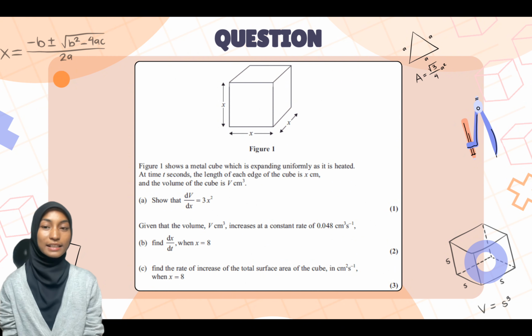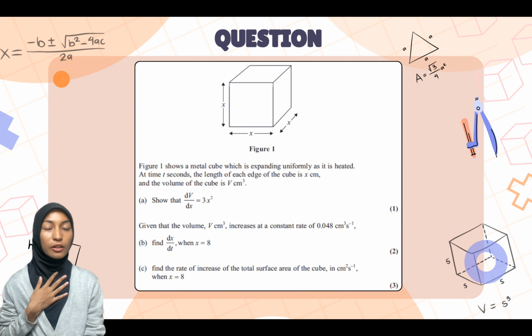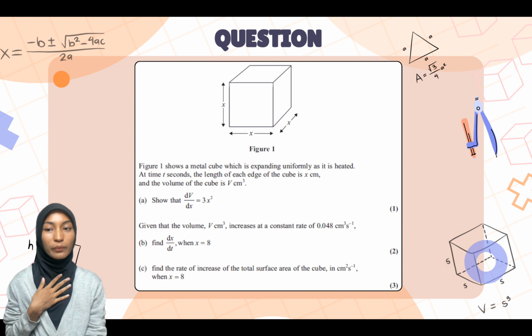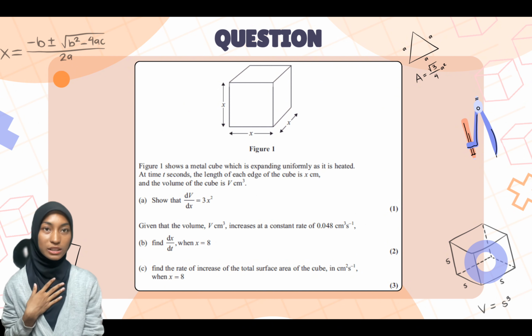Alright everyone, this is the question that we will solve together. I will solve question A, AINA will solve question B, and lastly, question C will be solved by FARZANA.